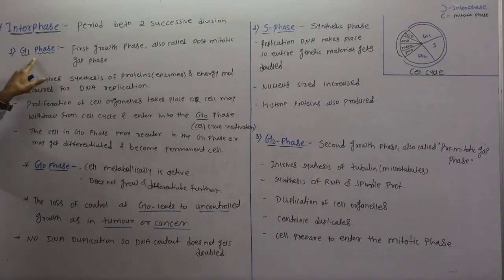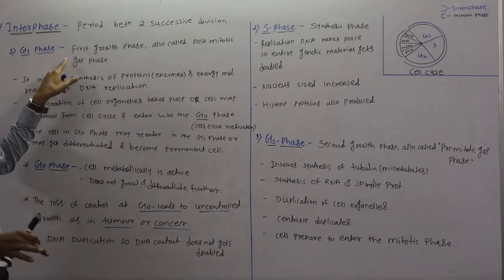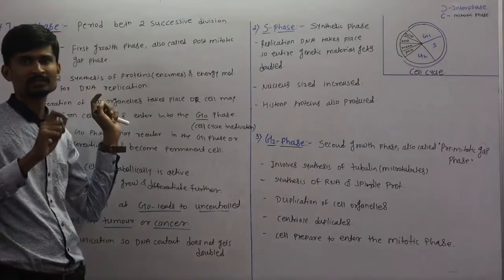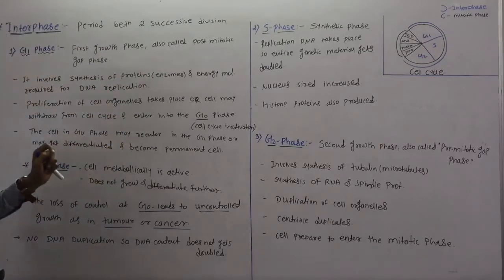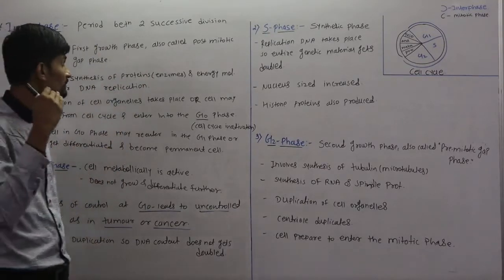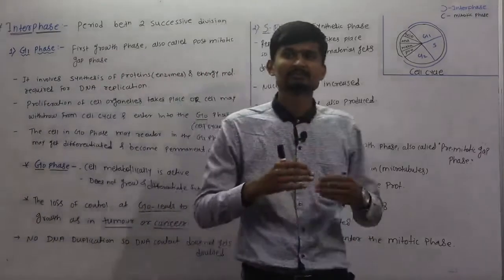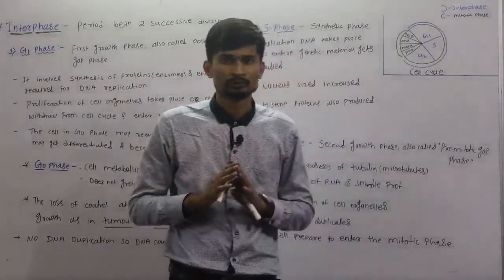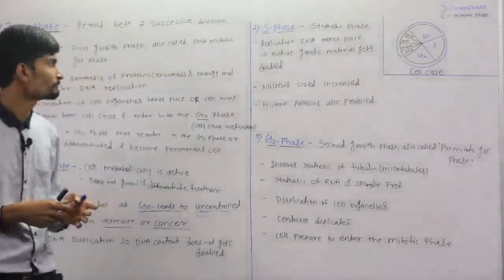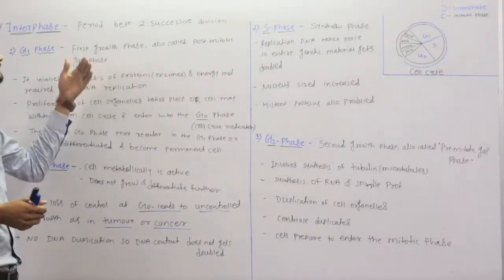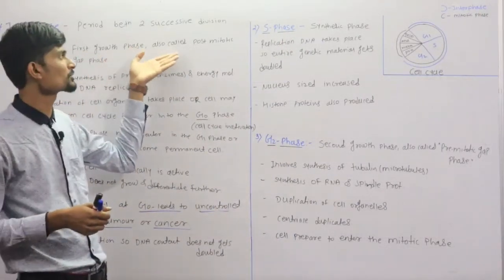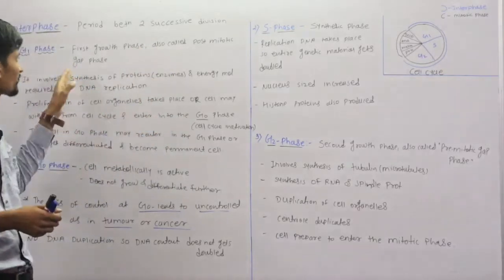Okay, first one is G1 phase. Simply G1 phase means first growth phase, that is why it is represented as G1, means the first growth phase. In this first growth phase, cell starts to grow, cell enlarges. Okay, and this G1 phase, that is first growth phase, is also called the post mitotic gap phase.